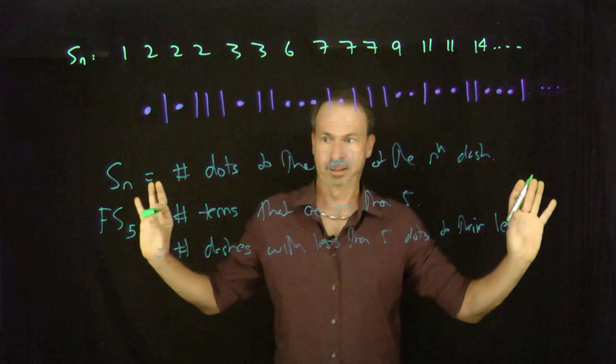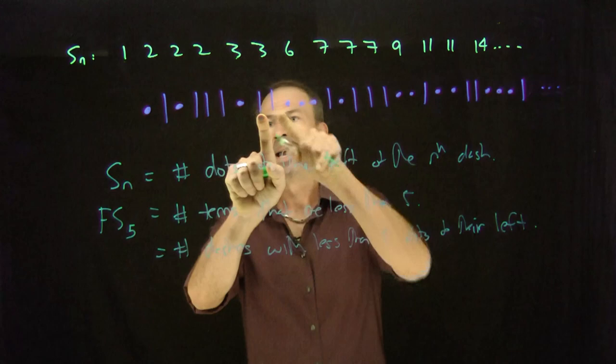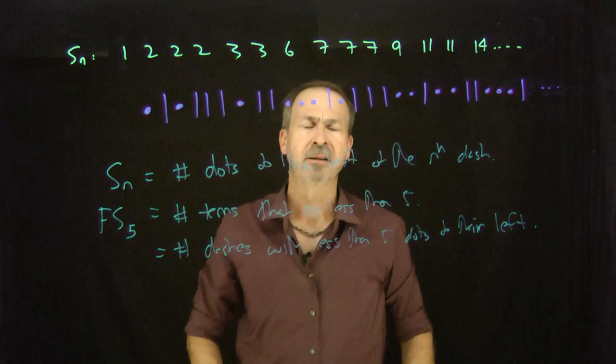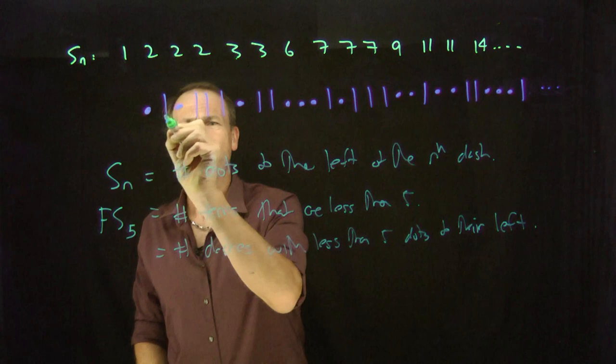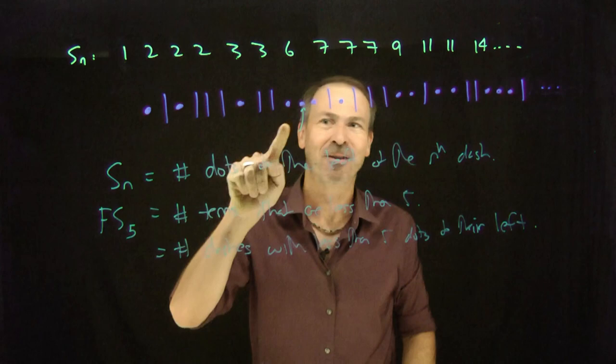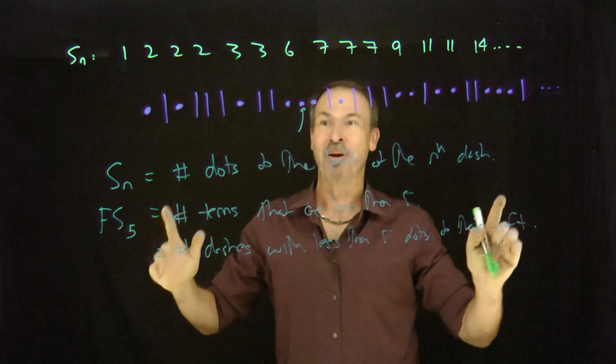For example, this dash is fine, it has less than 5 dots. That one's not fine, it has more than 5 dots. That one's fine. Okay, so how many dashes have less than 5 dots to their left? You think about it for a while, and you say, oh, let me focus on the fifth dot. 1, 2, 3, 4, there's the fifth dot. Any dash to the left of the fifth dot must have less than 5 dots to its left. In fact, they're the only dashes that have less than 5 dots to their left.